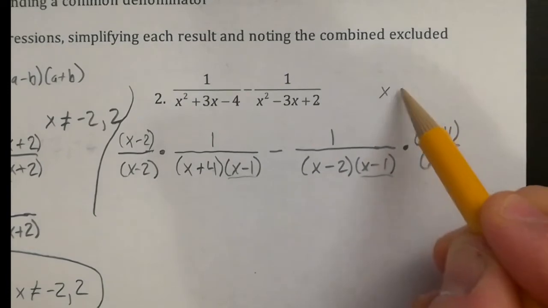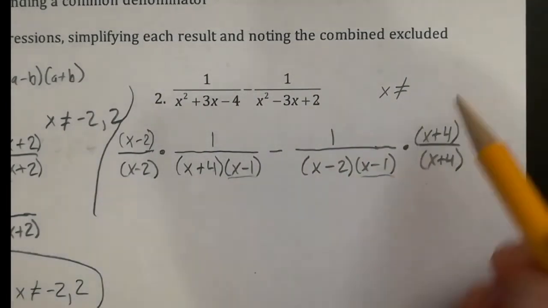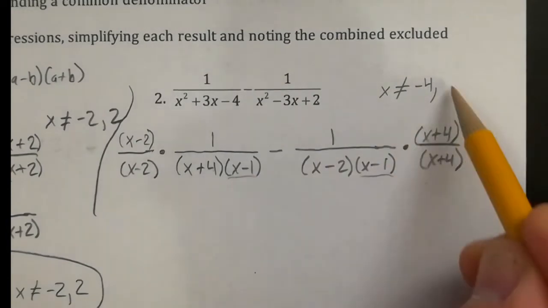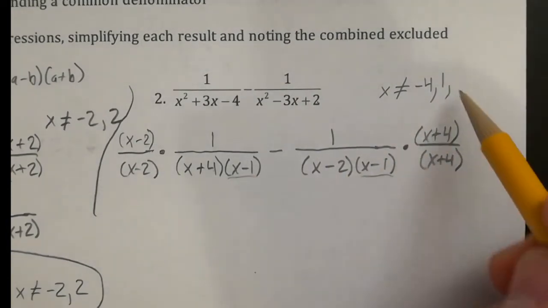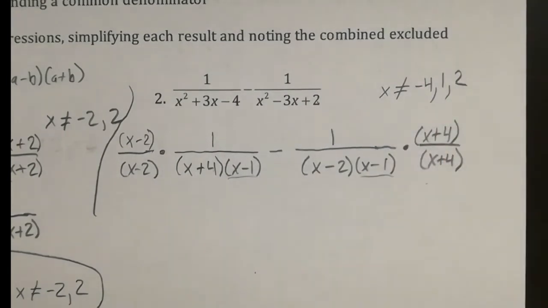One thing I forgot to do here was identify excluded values. We should do that now. I can just look at the original denominators here. So we have -4, 1, +2, and then we already have 1 from that one. Okay, so those are our excluded values.